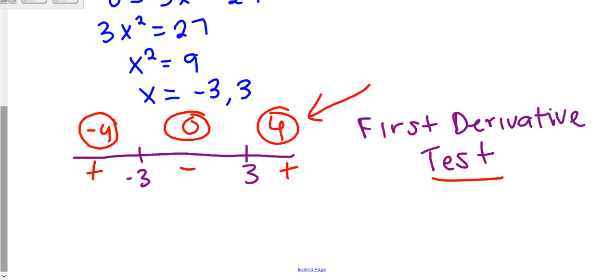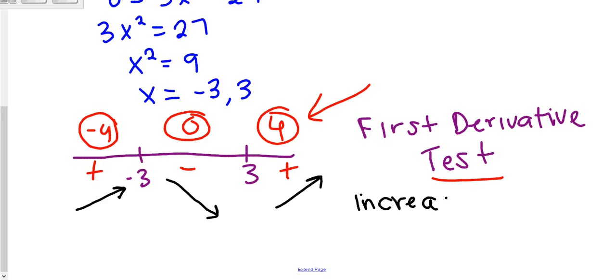Our derivative is positive, so our original function is increasing. Our derivative is negative in between -3 and 3, so our original function is decreasing. And our derivative is positive for any number greater than 3, so our original function is increasing. From here, we can get those increasing and decreasing intervals.